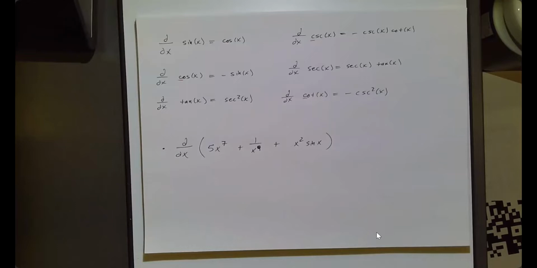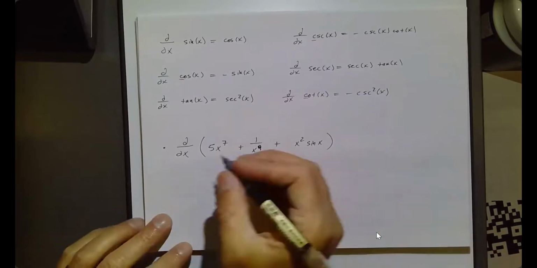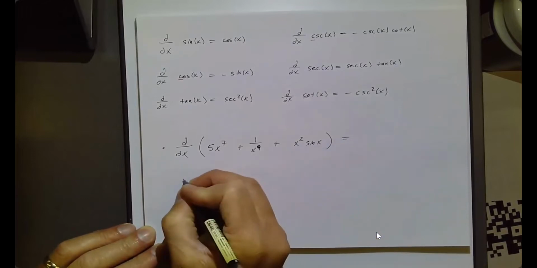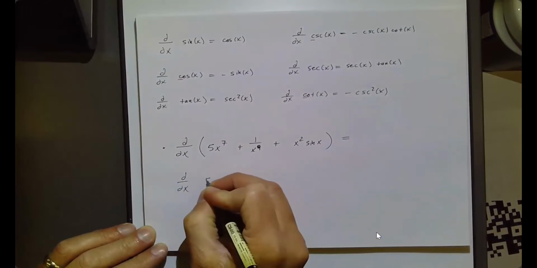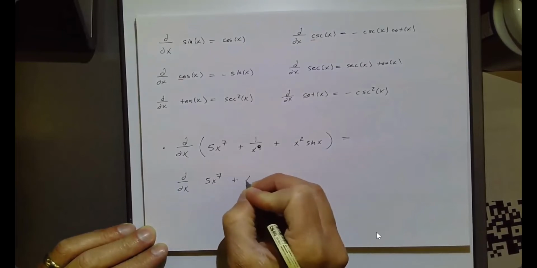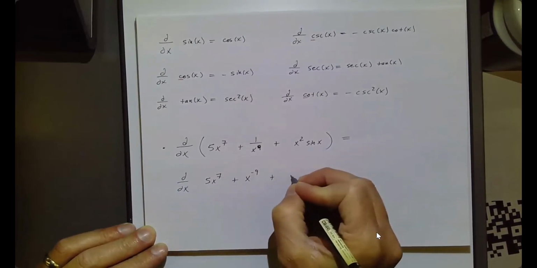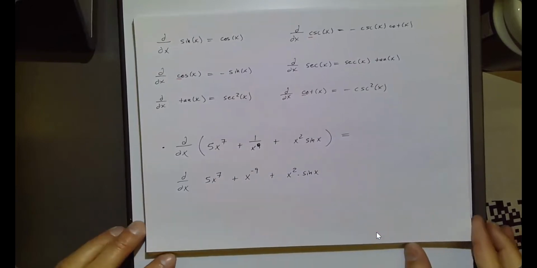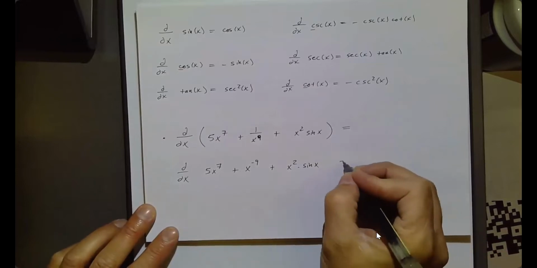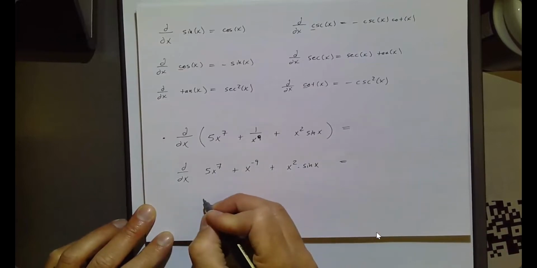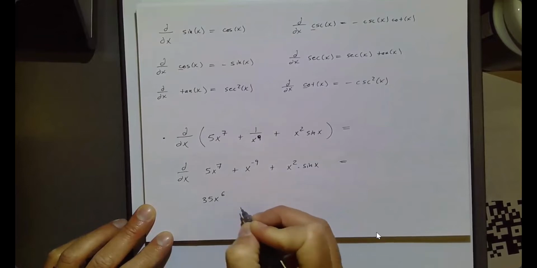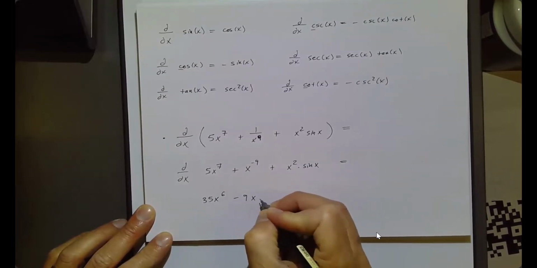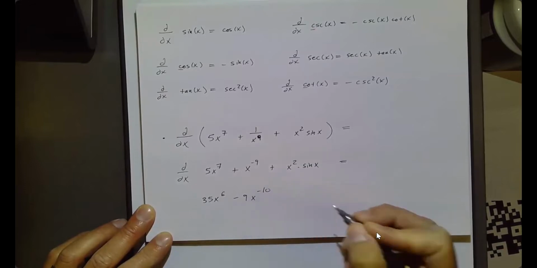So to take the derivative of this, I'm actually going to rewrite it first. I'm going to rewrite it as the derivative of 5x to the 7th plus x to the negative 9th plus x squared times sine of x. You don't really need these parentheses around it. It's nice, but not required. The derivative of 5x to the 7th is going to be 35x to the 6th. The derivative of x to the negative 9th is going to be minus 9 times x to the negative 10th.